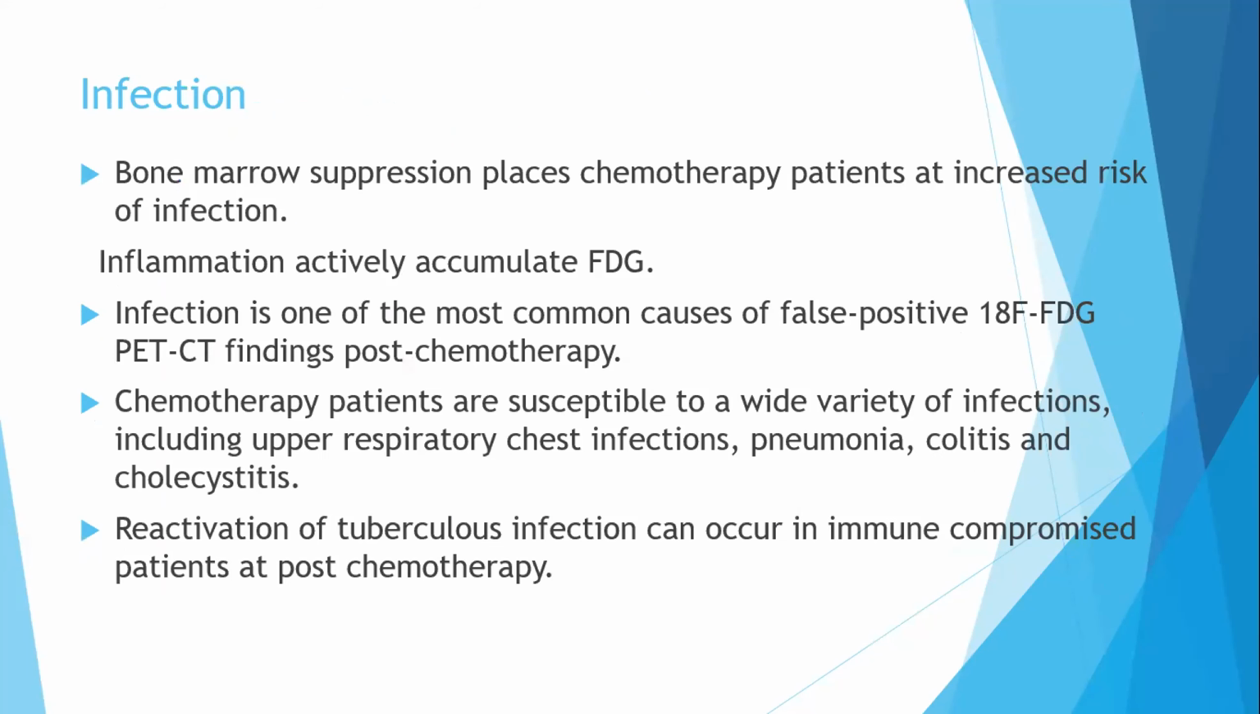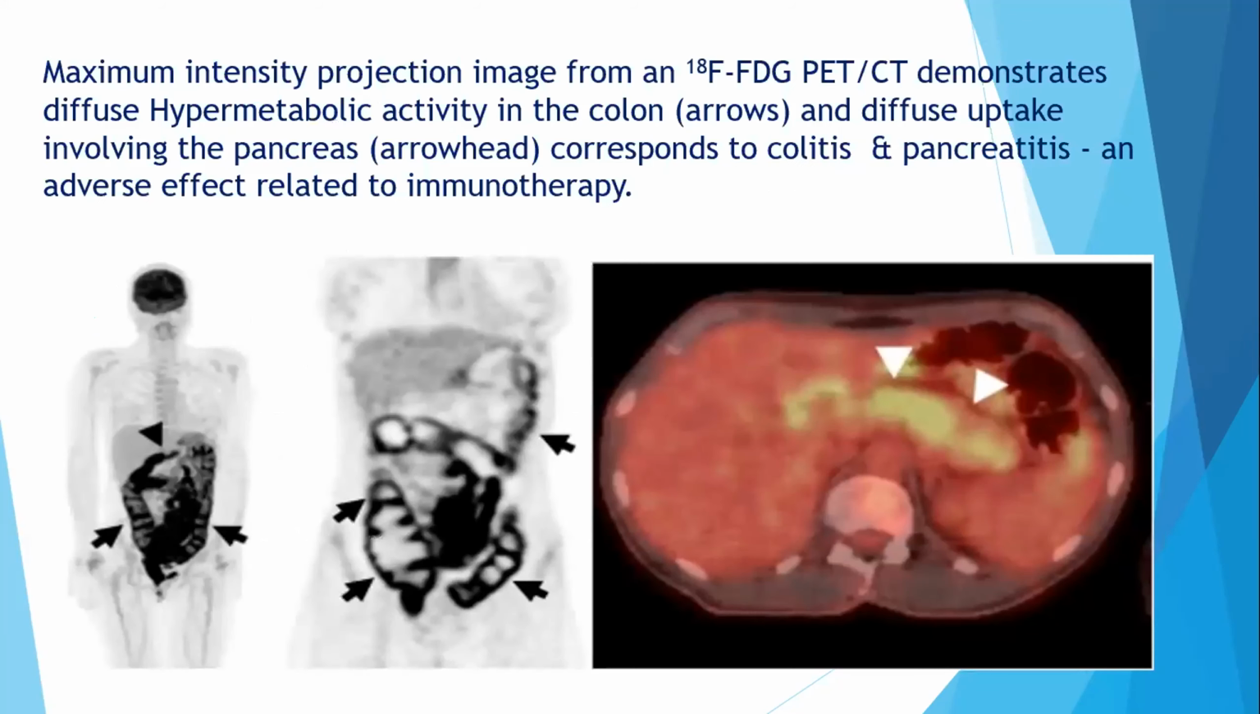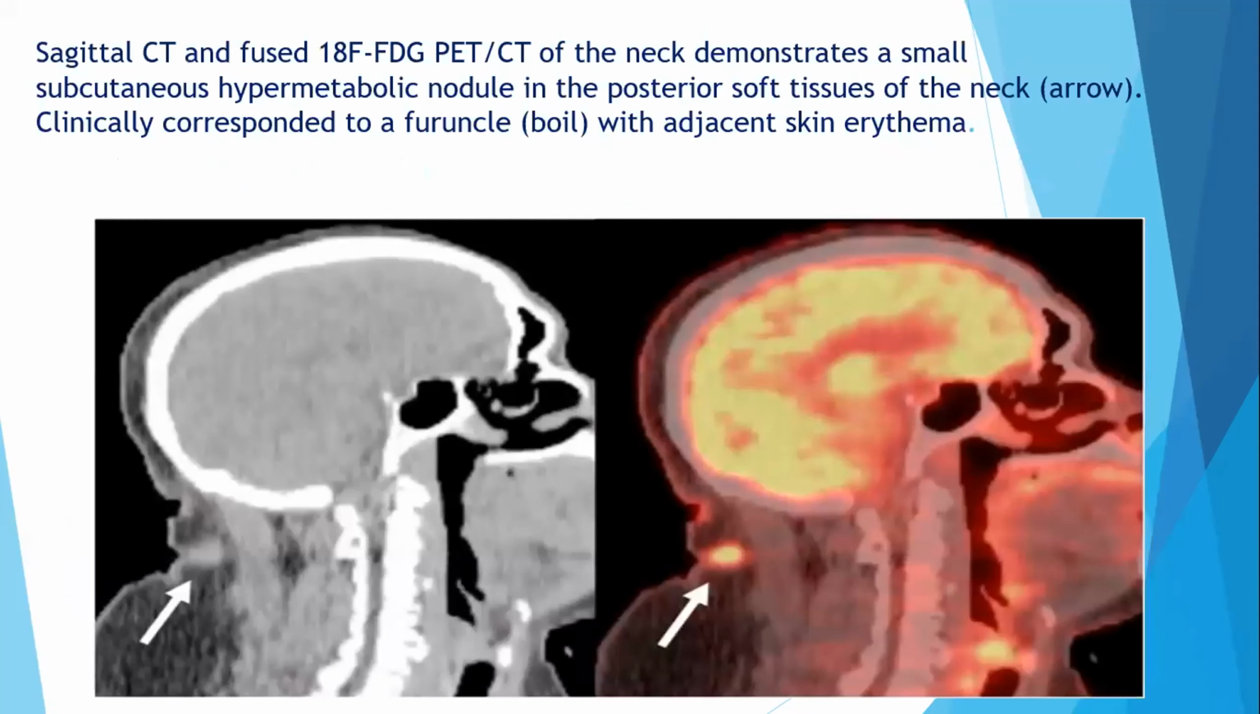Infection is another cause. After chemotherapy, there may be various types of infection. This patient shows diffuse FDG uptake throughout the colon and pancreas. It is due to colitis and pancreatitis caused by immunotherapy. There is another FDG-avid lesion in the posterior neck. It could mimic a metastatic lesion, but it is of inflammatory origin, in a furuncle.